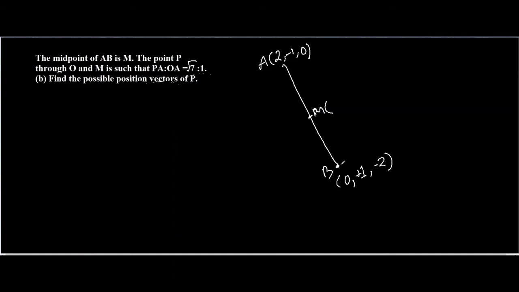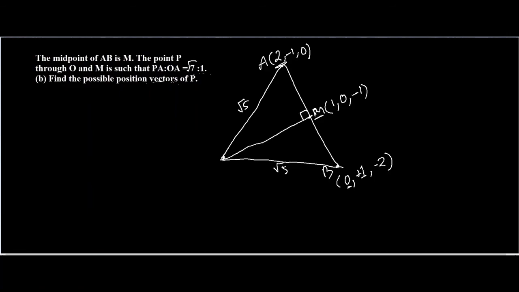And what are the coordinates of this? Midpoint: 2 plus 0 divided by 2 is 1. Minus 1 plus 1 divided by 2 will be 0. 0 plus minus 2 divided by 2 will be minus 1. These are the coordinates of M and also the position vector of OM. Let's say O is here. Since OA and OB were equal, they form an isosceles triangle. We know these are square root 5 each. So if we draw a line here, this will be a perpendicular line.